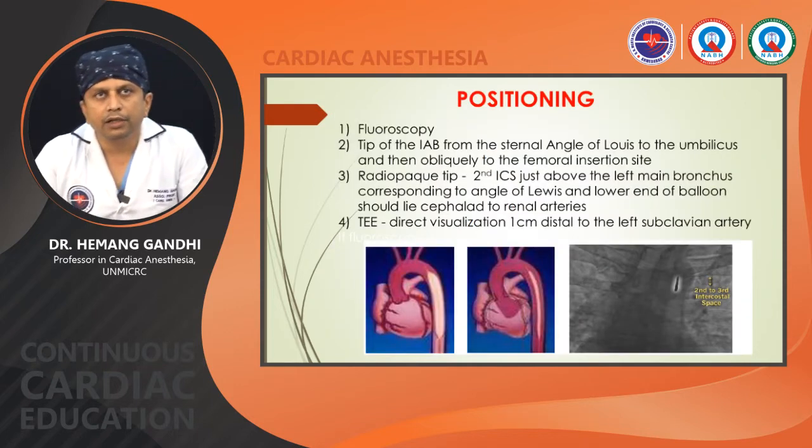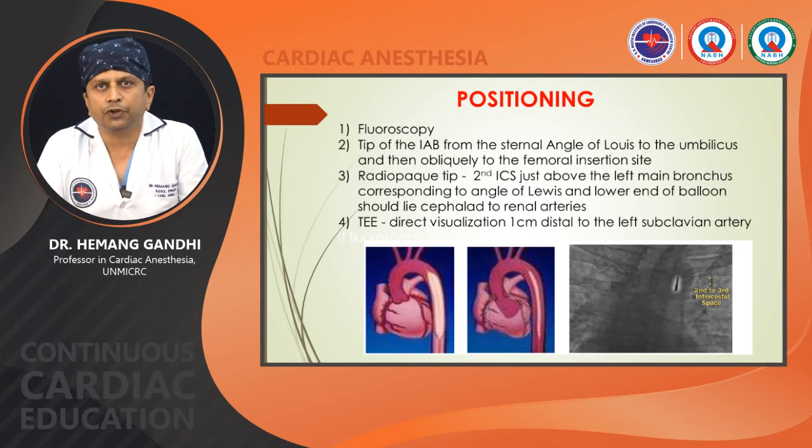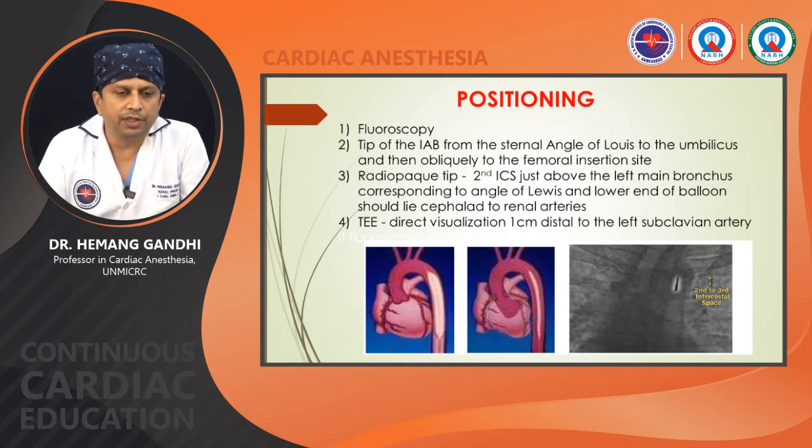After inserting the IABP, we have to confirm the position of the IABP. There are a few modalities from where we can confirm. First, the one we commonly use is measuring the IABP length from the tip of the IABP to the sternal angle of Lewis, to the umbilicus, and then obliquely from the umbilicus to the femoral insertion site. We commonly use this in the operation theatre and at the bedside. If we are inserting the IABP in the cath lab, fluoroscopy is a very good guide for the insertion and positioning of the IABP.